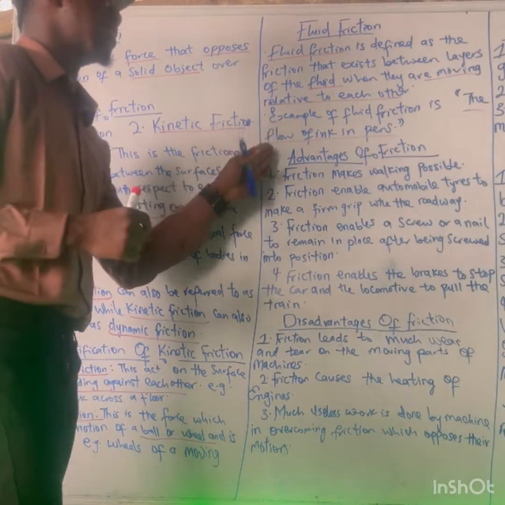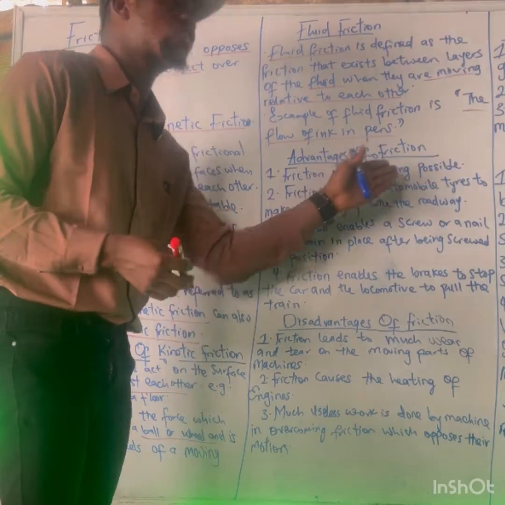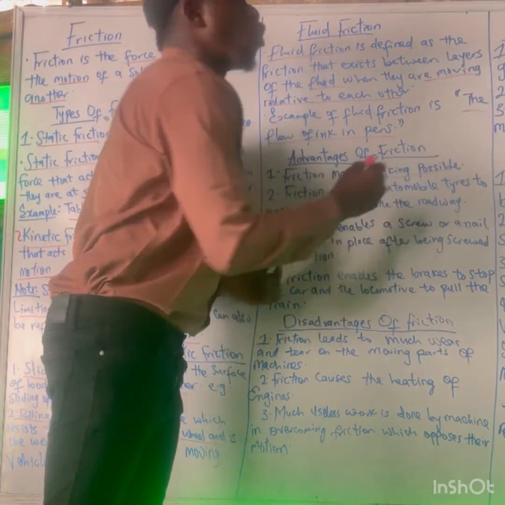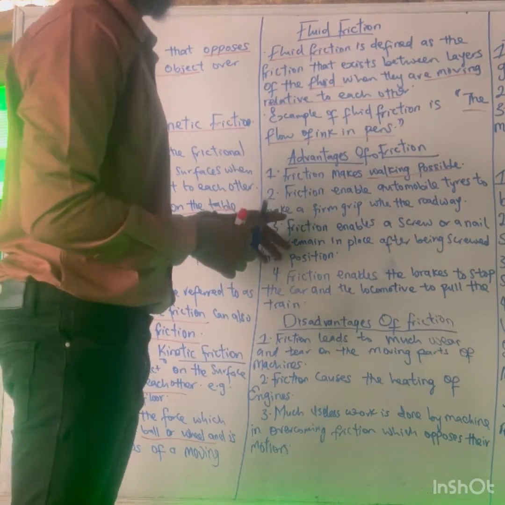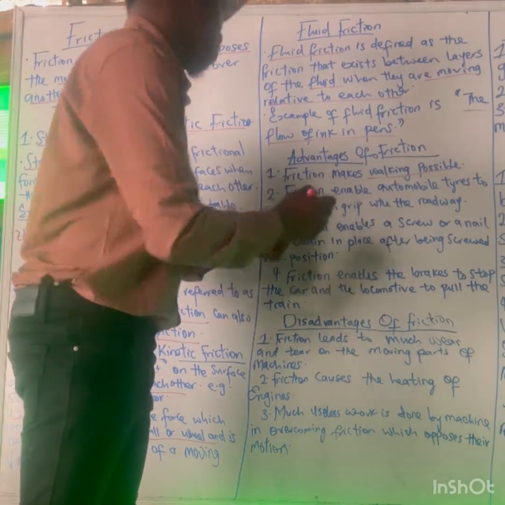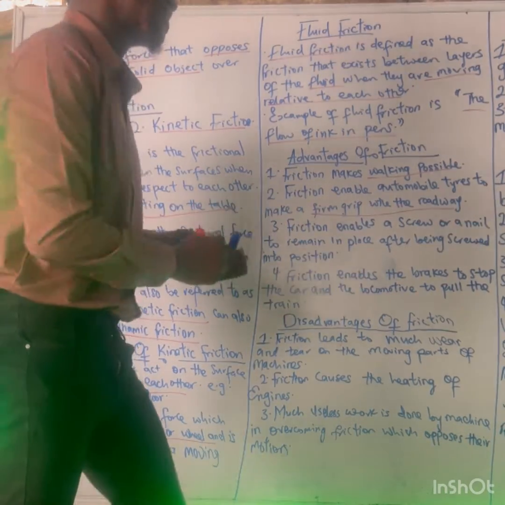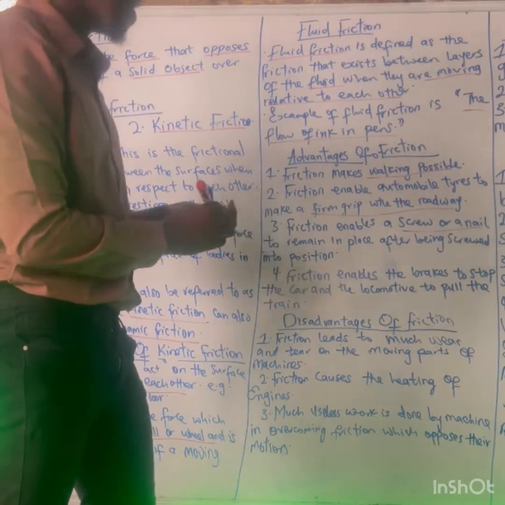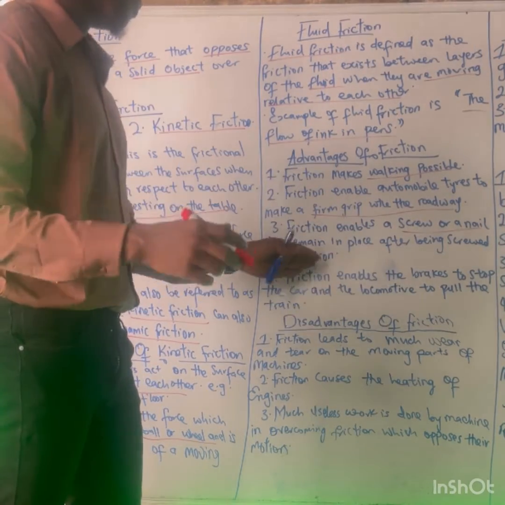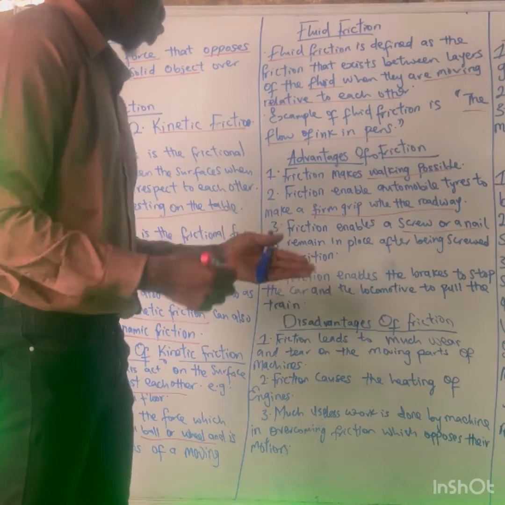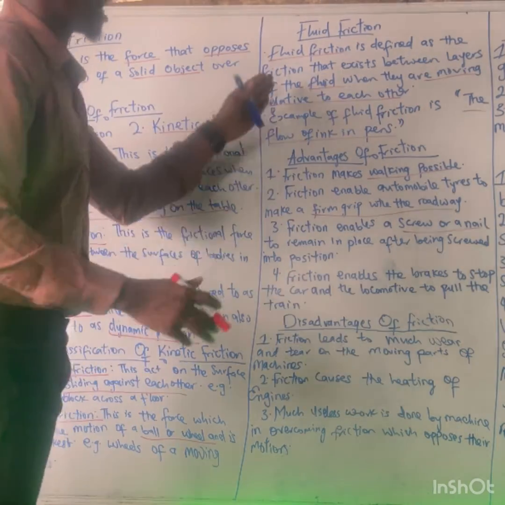So we also have the advantages of friction. What are the advantages of friction? The first one is that friction makes walking possible. If not for friction, our walking would not be possible. Also, friction enables automobile tires to make a firm grip with the roadway. Also, friction enables a screw or a nail to remain in place after being what? Screwed into position. Also, friction enables the brakes to stop the car and the locomotive to pull the what? Train. These are the advantages of what?